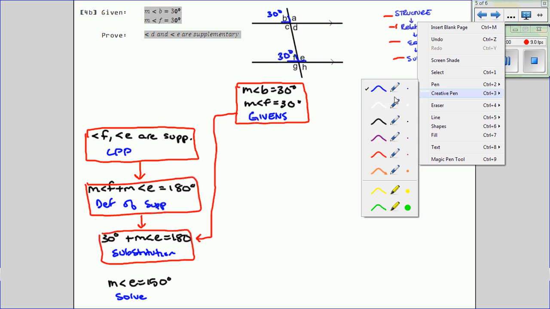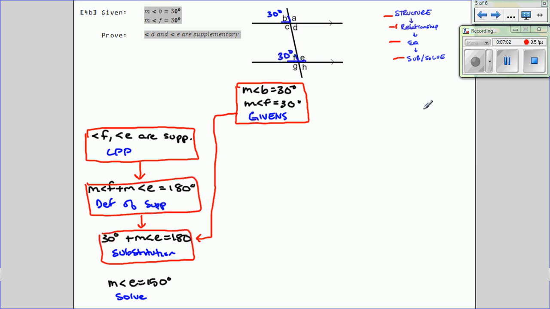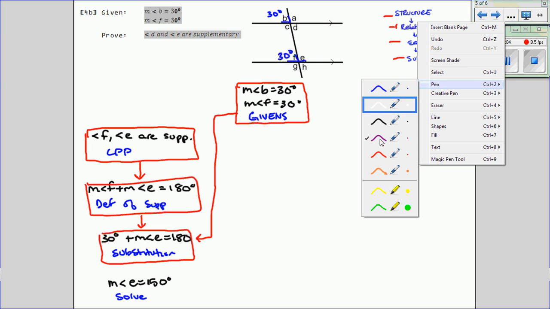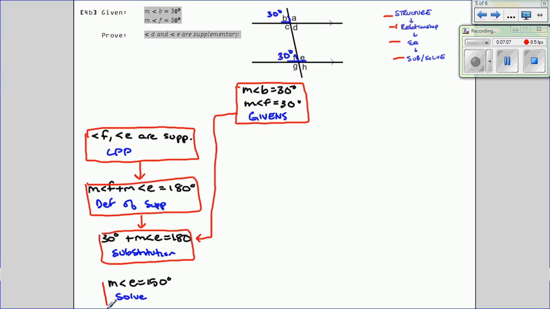Come on, red pen. Okay. And in terms of connecting the ideas, well, I solved the statement right above it. Now we established this is 150 degrees. We're almost there. We now have to show that D is 30 degrees.